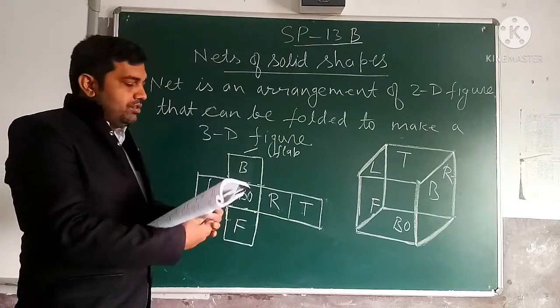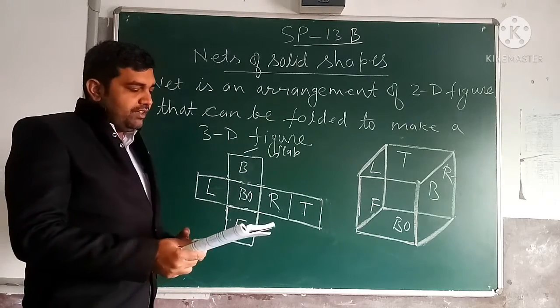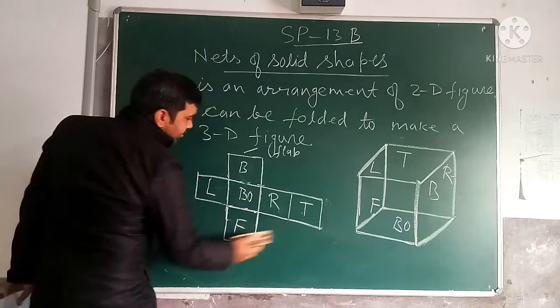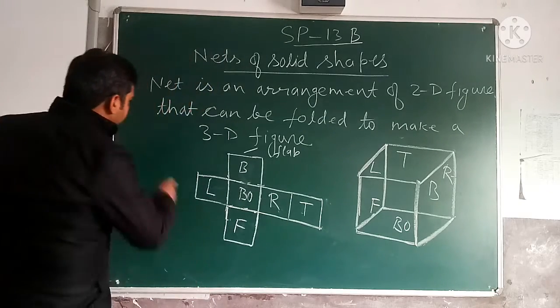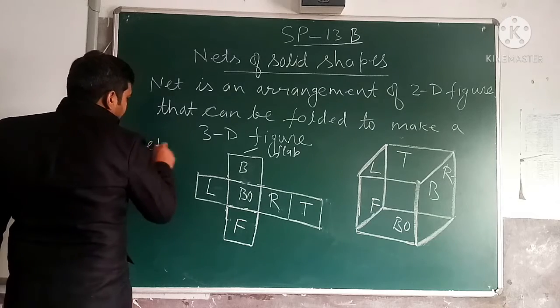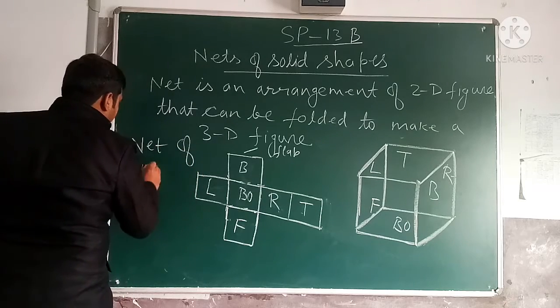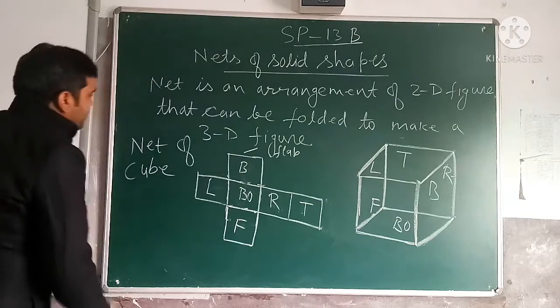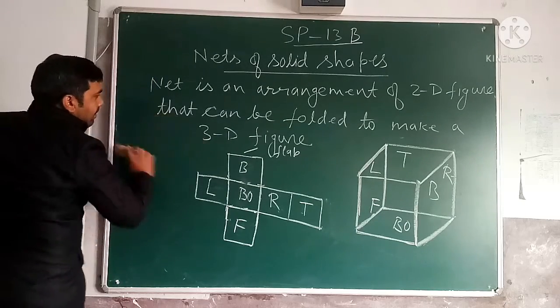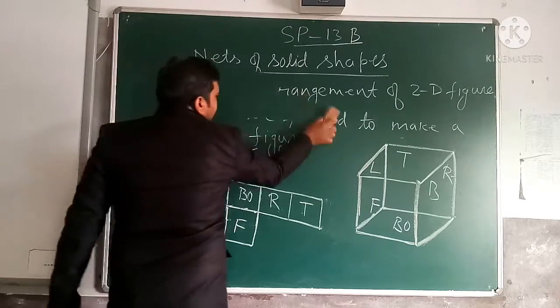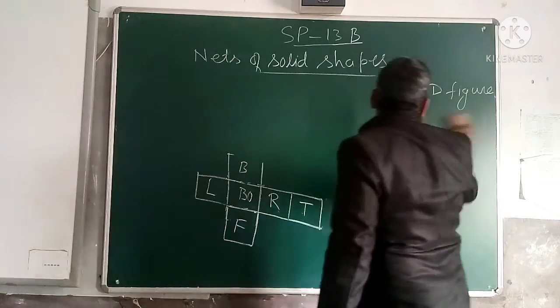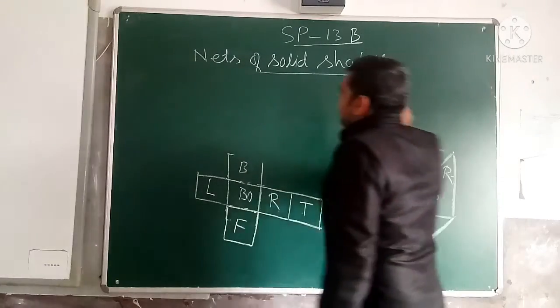Now the net of cone. What do you get when you cut the cone? First, this is called the net of cube. So what is a net? Net is the arrangement of 2D figures which is used to make a 3D figure.